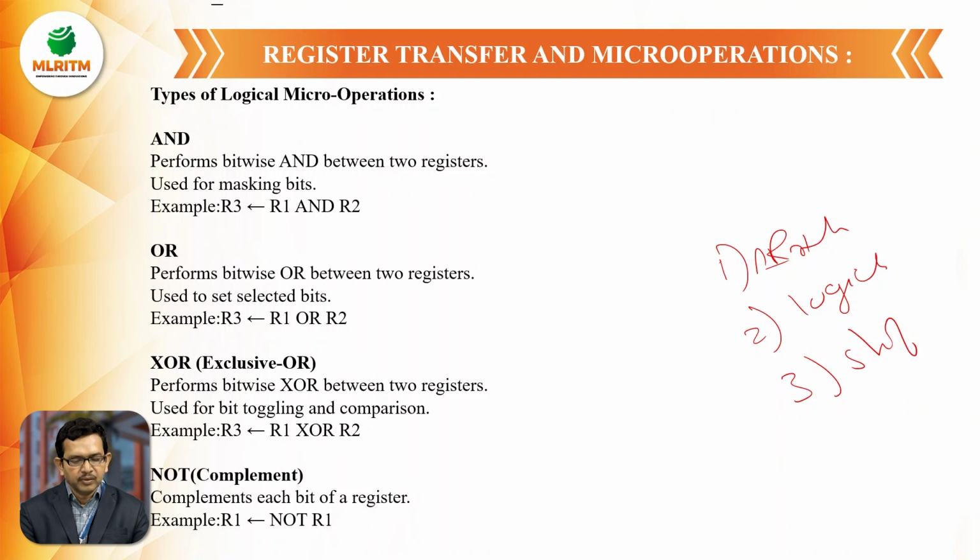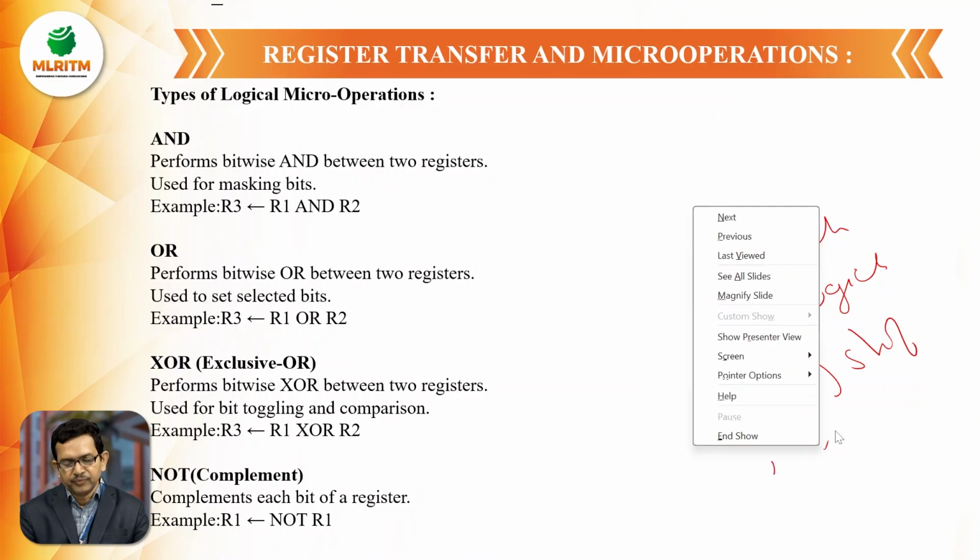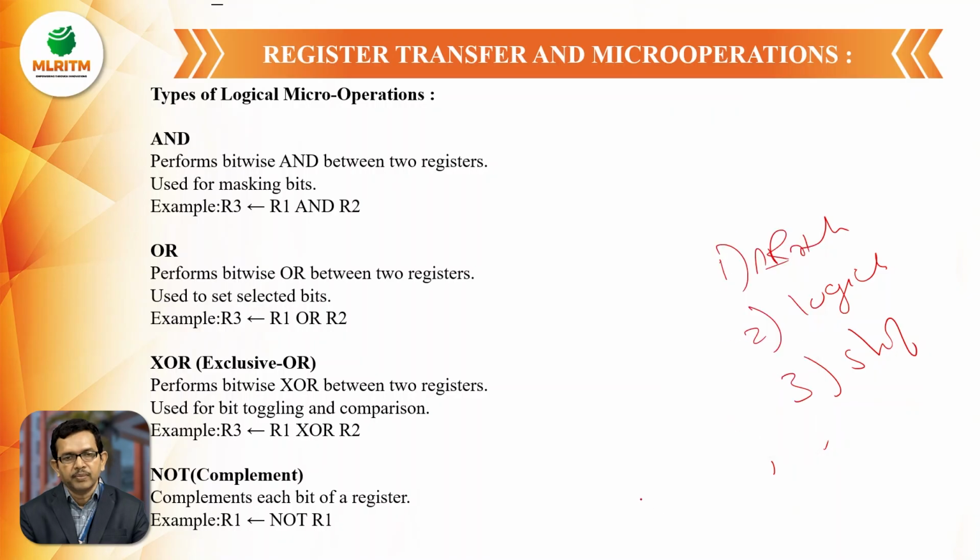Now we'll see how the logical operations are implemented. The logical operations mainly depend on AND and OR. The AND operation and the OR operation. So how is this AND operation performed on the register and how is the OR operation performed on the register?